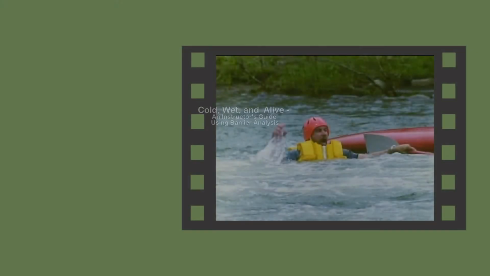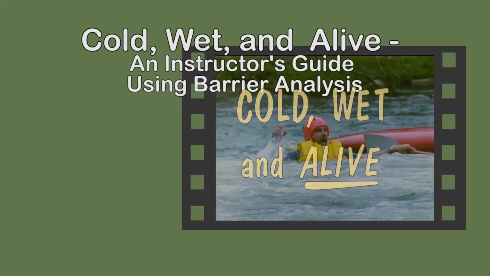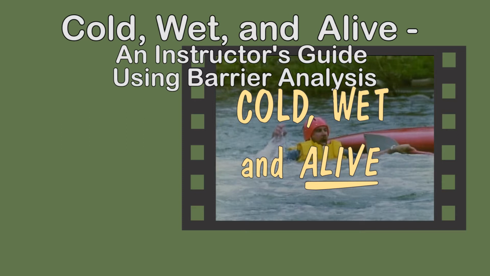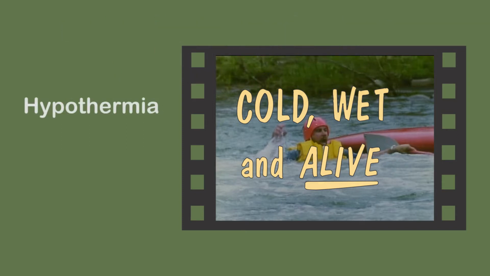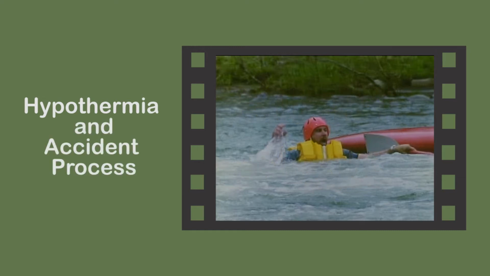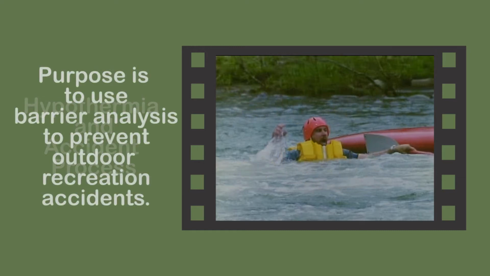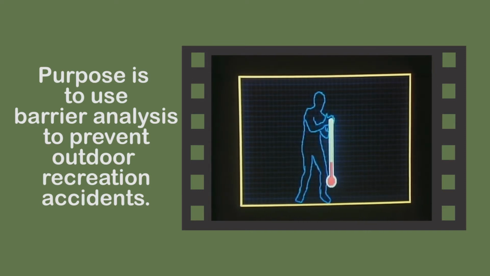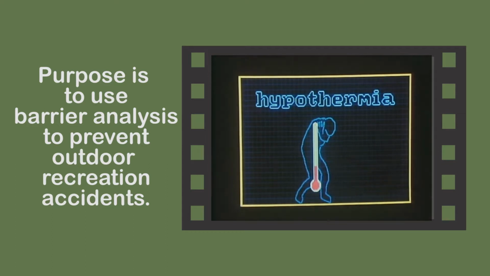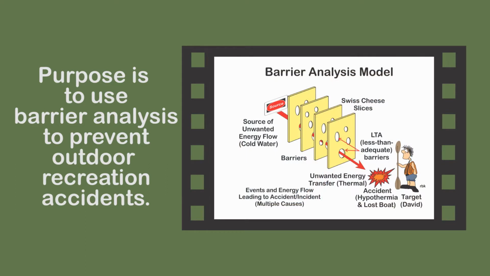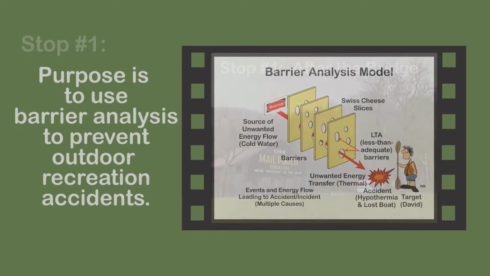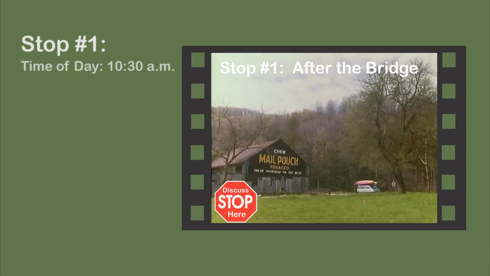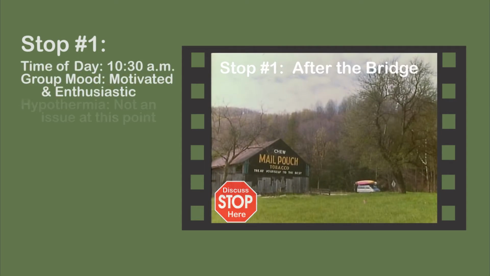The movie Cold, Wet, and Alive depicts a hypothermic accident. It has two parallel themes: how David and a group of early spring paddlers became hypothermic, and the accident process. The purpose of this video is to provide a primer for instructors on using barrier analysis to prevent outdoor recreation accidents. Students watch the movie, the action is stopped, and a discussion occurs.